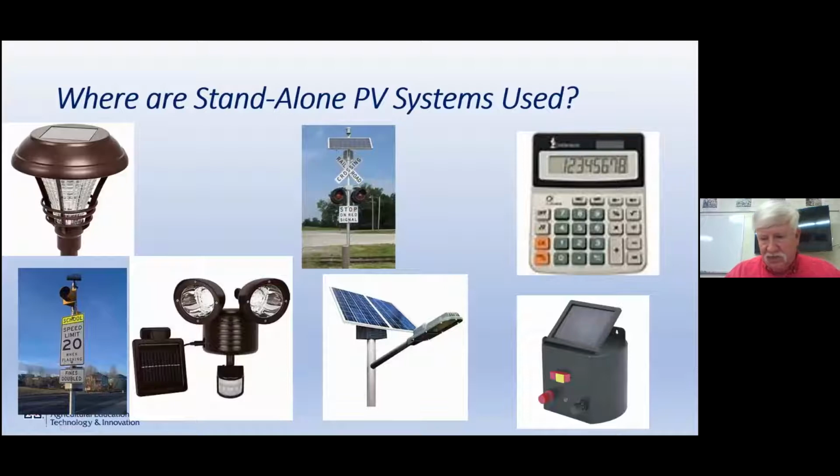If you have livestock, horses, cattle, and you have a hot wire to keep them in the fences, you might have a hot wire system that's run on a battery. And then we see something very simple like a calculator. So these are examples of very small standalone PV systems.